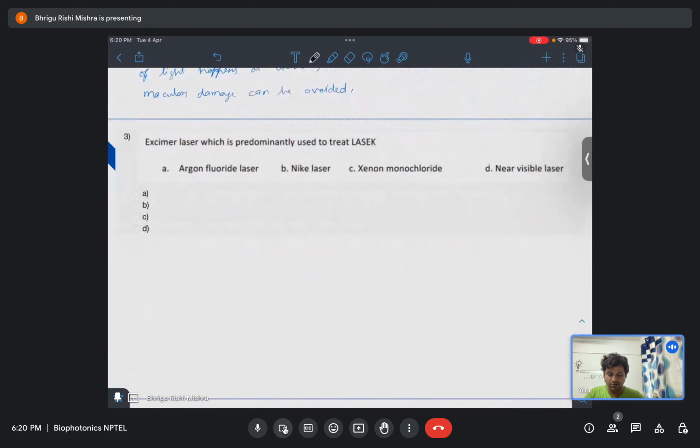So the third question is: excimer laser, which is predominantly used to treat LASIK, is what laser? It is basically argon fluoride laser. Okay, so these lasers are mostly a mixture of rare gas as well as halogen. Because you need very high energy in the UV region for the treatment of LASIK. Okay, so that is why argon fluoride laser needs to be used.